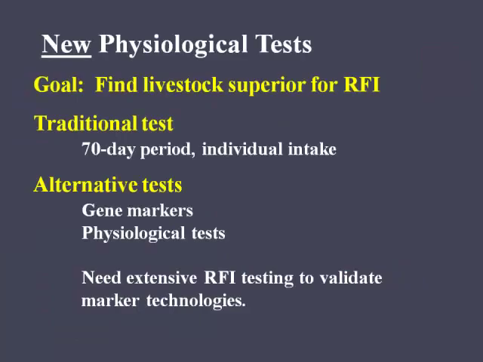You're going to hear a little bit about genomics, and I'm just going to speak briefly about physiological tests. We're looking for new ways to find livestock that are superior for RFI, because the standard test, which I haven't gone into detail about, is a standard post-weaning 70-day test to measure individual intake, and that's expensive. And we're looking at alternative tests. We're looking at gene markers and physiological tests.